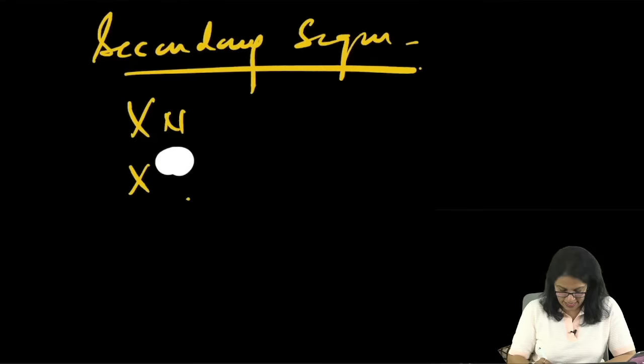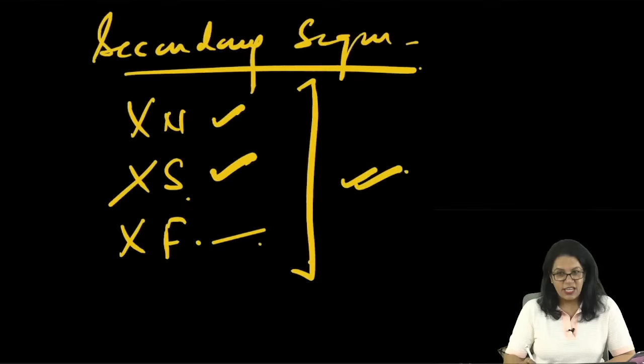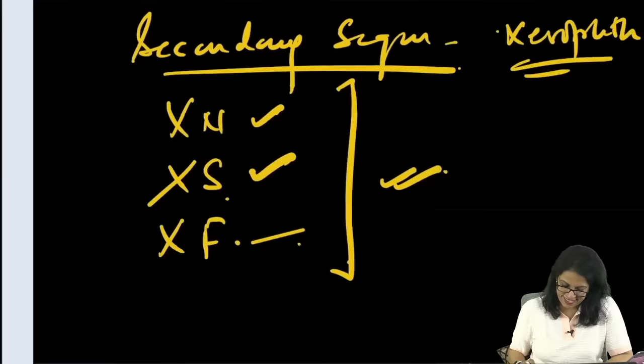XN, XS and XF. That is right, nyctalopia, corneal scarring and white spotted fundus. There can be other causes of this condition. So these are secondary signs of xerophthalmia. Rest all are primary signs. Right? Why do you get that foamy appearance on the Bitot spot? We will answer, it is due to Corynebacterium xerosis.